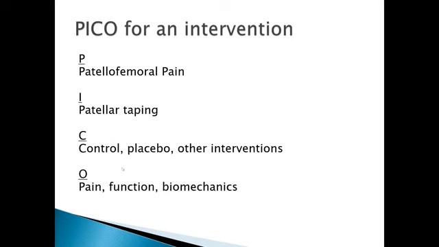In terms of outcomes, we looked at pain and we looked at function. But we also looked at biomechanics for this review, so we wanted to know how the biomechanics of patellotaping might work. So thinking about what questions you're trying to answer. If you're only interested in pain, then that might be the only outcome measure that you look at extracting from your data. So you need to think about this carefully, and you might narrow this down more based on how much literature and how much evidence is out there.